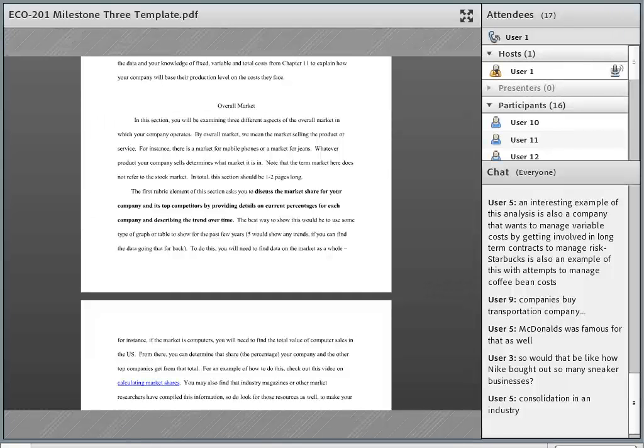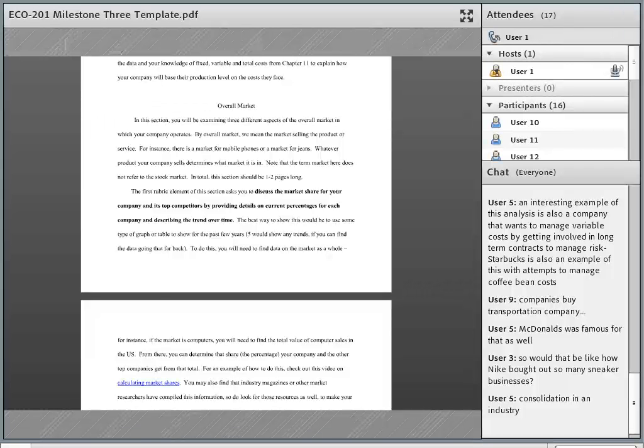So that's a great segue because we are at overall market now. And the first critical element is discuss the market share for your company and its top competitors by providing details on current percentages for each company and describing their trend over time. So what we're looking for you to do here is to find the market share. Now that doesn't mean their share price. That's a common misconception for students, that they think, oh, the stock price on the stock market. No, when we say market share, what piece of the pie?